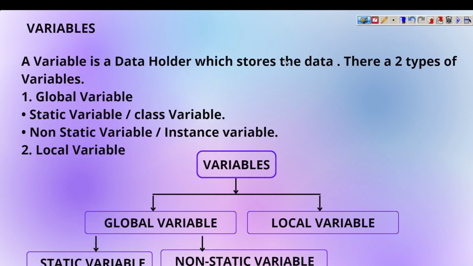A variable is a data holder which stores the data. There are two types of variable: one is global variable, another one is local variable. The global variable again has two different categories, static variable and non-static variable. In today's video, we are going to see about the global variable.